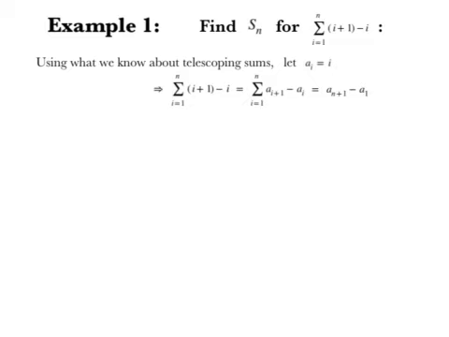So in this case, let's just let a sub i equal i. So this tells us, obviously, then, that a sub i plus 1 is just equal to i plus 1.